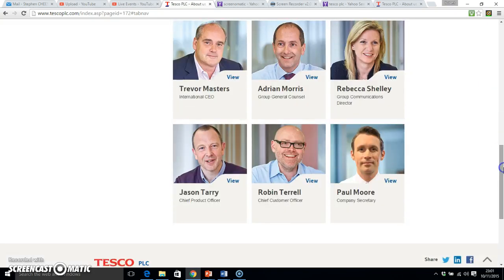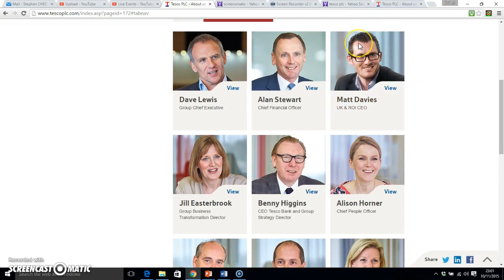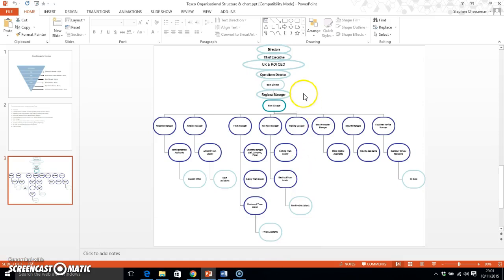Dave passes that on to Robin Tiddle, who's our customer services manager or customers officer, and he might also be working with Matt, who's in charge of all the stores within the UK and the Republic of Ireland. Now they, if we look at the organisational chart, will start to cascade that objective down through operations, store, regional managers, store managers, etc. But what objective would the store manager give the fresh assistant?